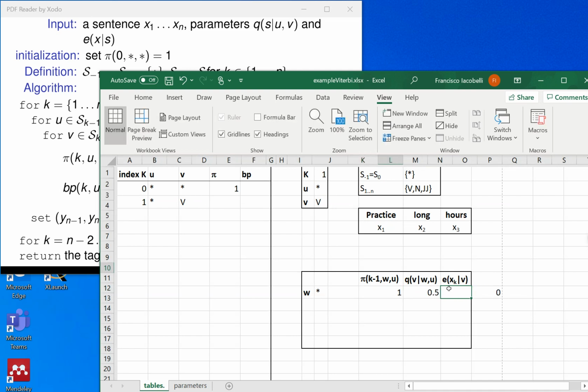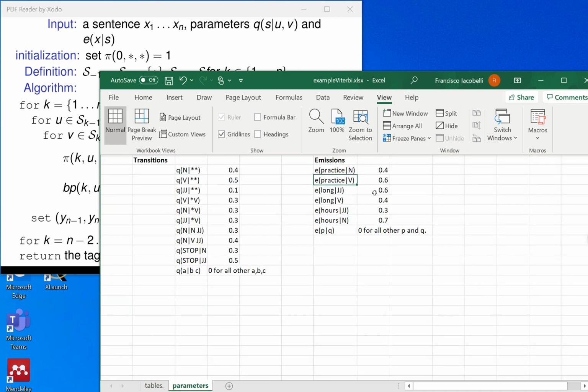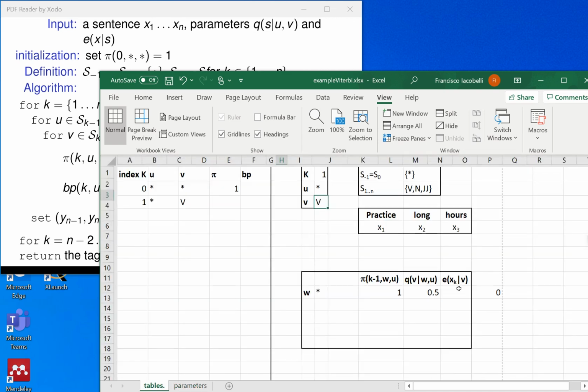And then the emission of x sub k given V. K is 1. X1 here is practice, right? So the emission, which is the likelihood that practice is tagged as V. So we're going to look for E of practice tagged as V. Right here, 0.6. So we get that pi of 1, star, V is 0.3.